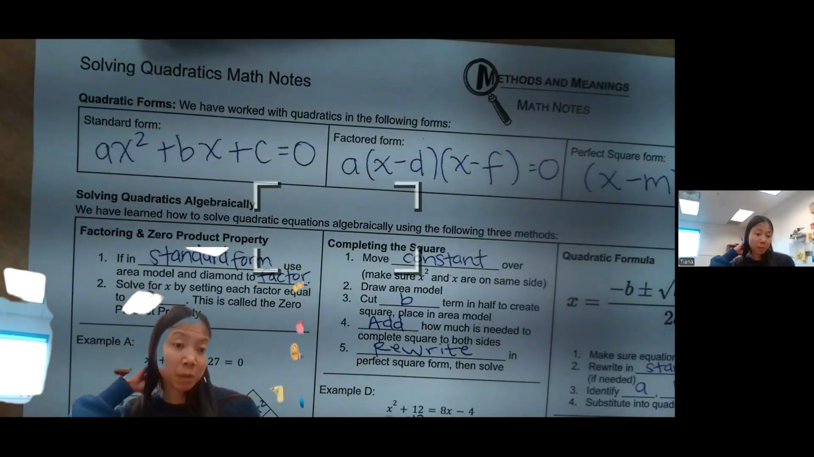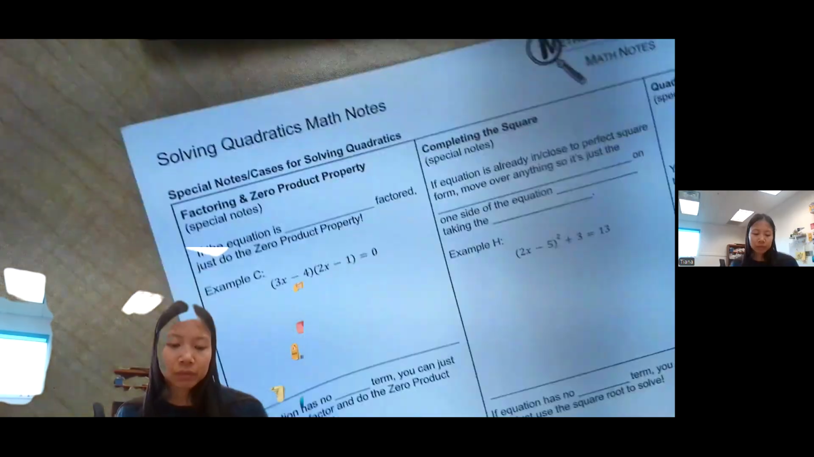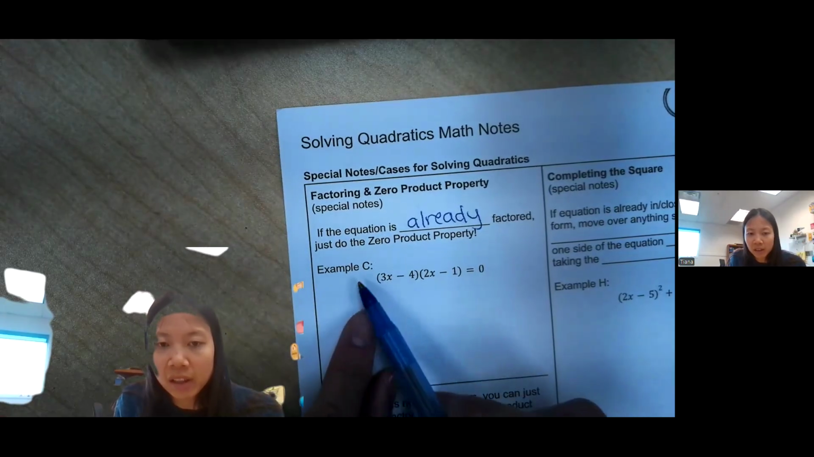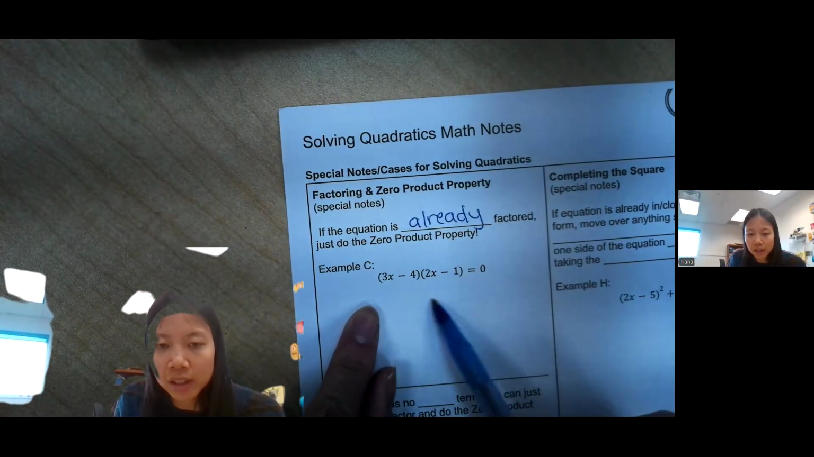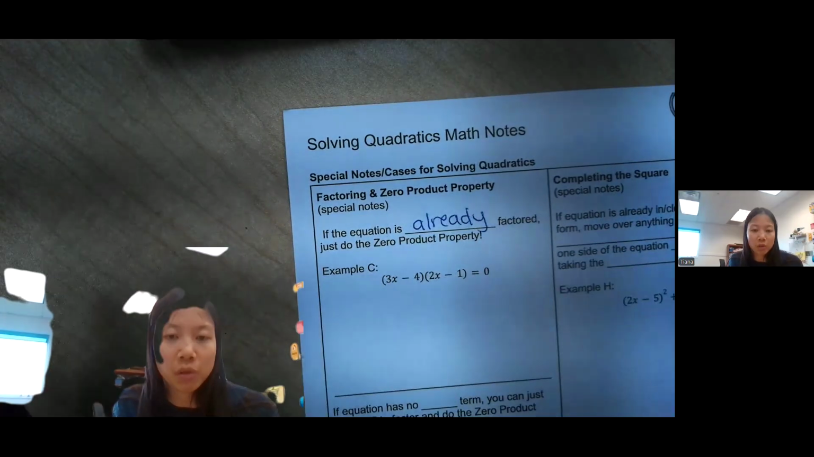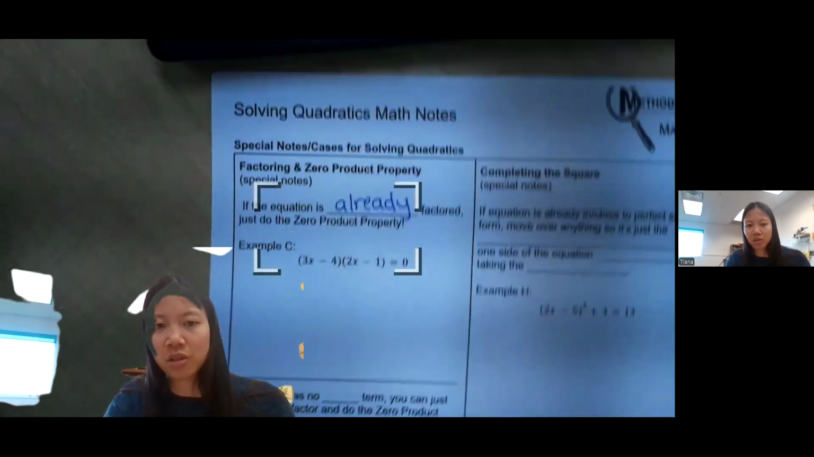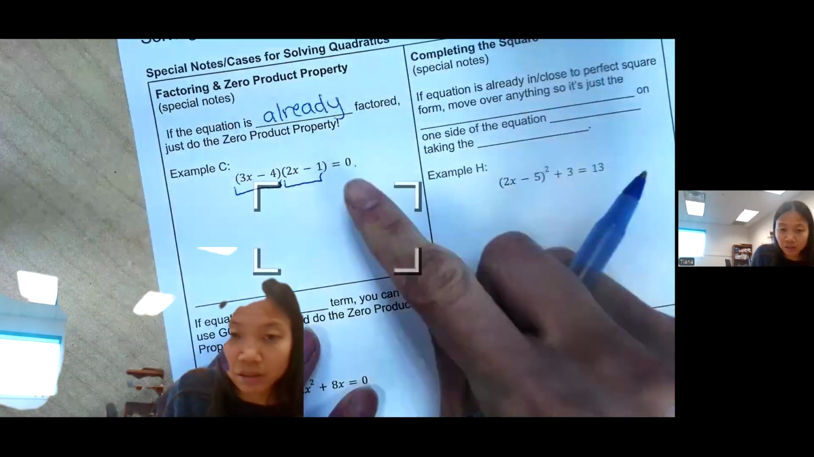Okay, here we go. We're going to move on to special cases onto the back side. When we're looking at factoring and the zero product property, if the equation is already factored, just do the zero product property. I don't have to multiply this out and then try to refactor it or do the quadratic formula. You can, but if it's already set up to be equal to 0, it's way easier just to set each factor equal to 0, because I have something times something is 0, so either one could equal 0. So I got 3x minus 4 equals 0 or 2x minus 1 equals 0. And then you'll just solve for x.